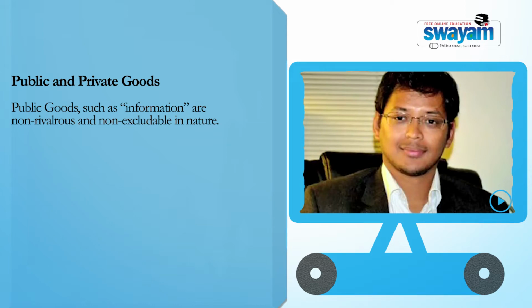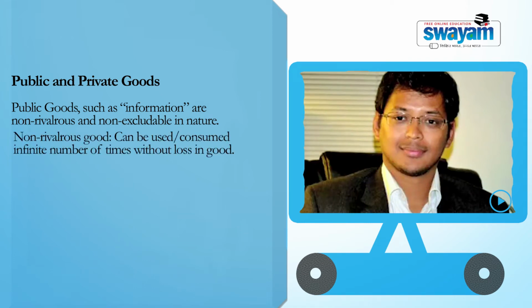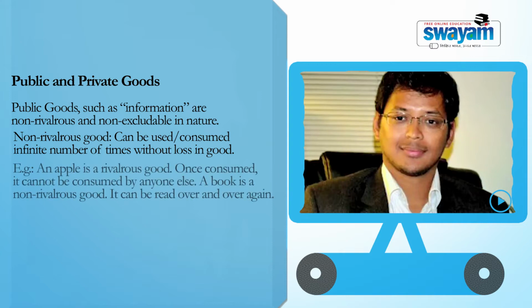A rivalrous good is one which once used cannot be used again. You can think of rivalrousness in terms of consumption. Therefore, the opposite of a rivalrous good, that is, a non-rivalrous good, is never extinguished regardless of how many times it is used. For example, an apple is a rivalrous good. This is because once someone eats it, no one else is able to eat or consume that apple anymore.